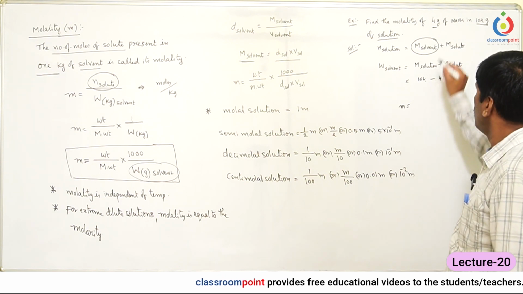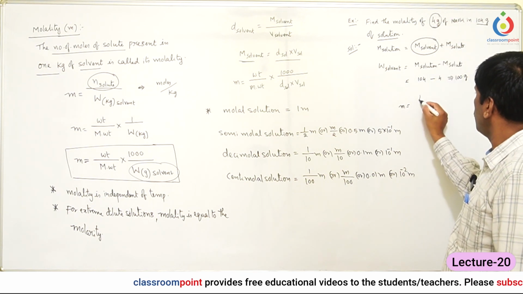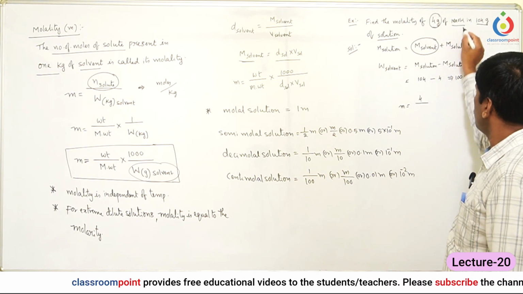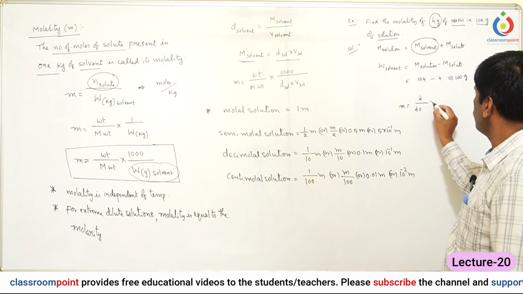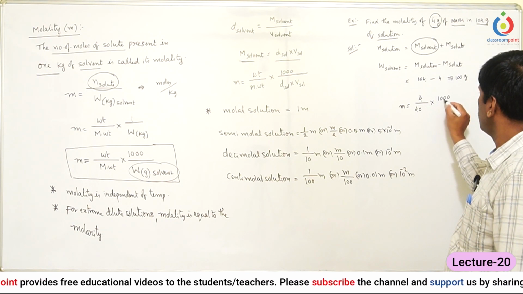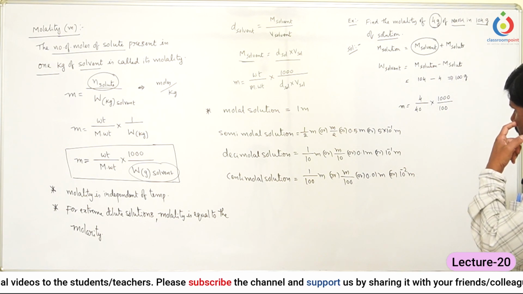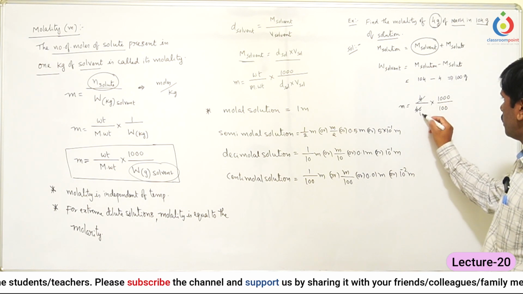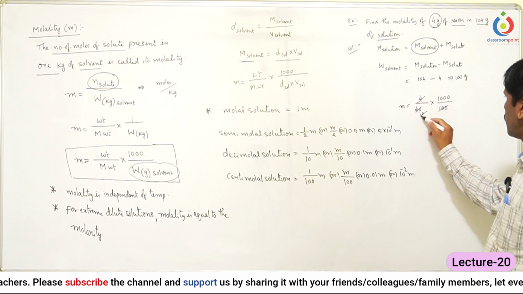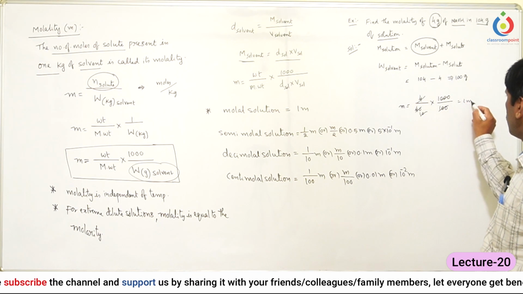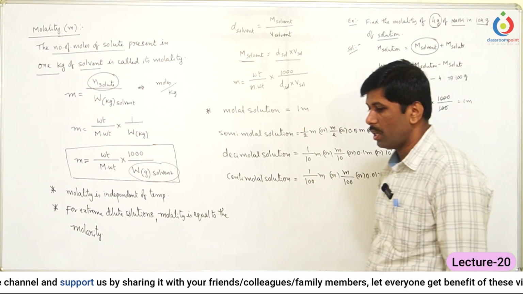Molality is equal to mass of the solute, which is 4 grams, and molecular mass of NaOH is 40, into 1000, divided by 100 grams of the solvent. So here it goes 10 times, 1000 by 1000 cancel out. So finally the answer is equal to 1 m.